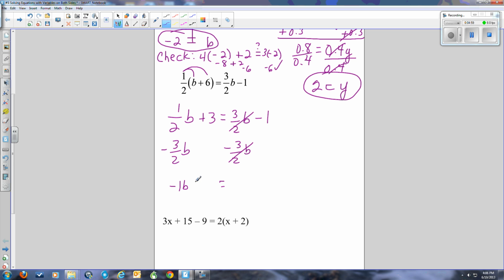All right, so we have negative 1b plus 3. And on the right-hand side, think of it this way, if you have 1 minus 3, that gives you negative 2, and negative 2 over 2 gives you negative 1, and this is a b next to it. So we have negative 1b plus 3 equals negative 1. Want to get b alone again, so you subtract 3 from each side.